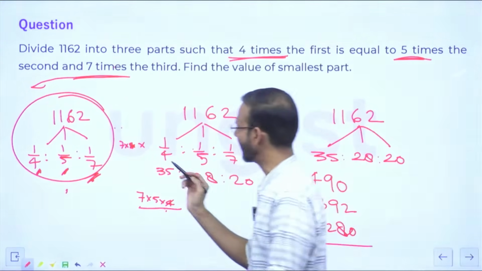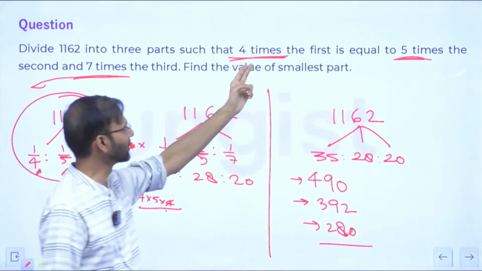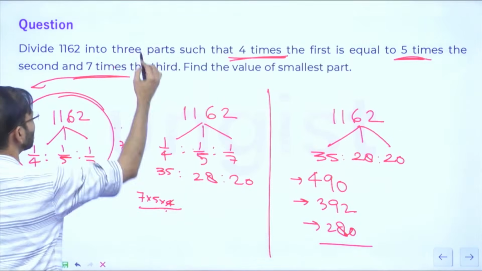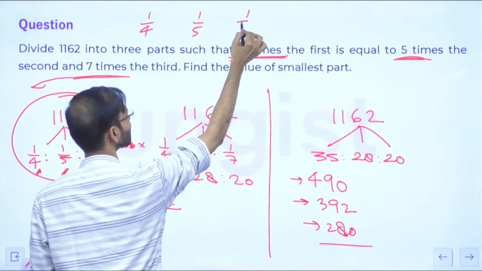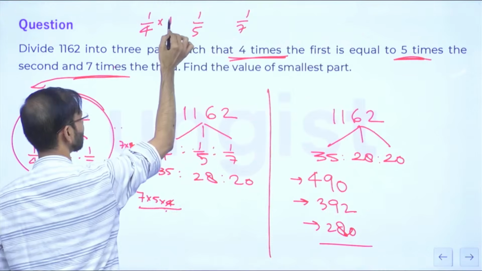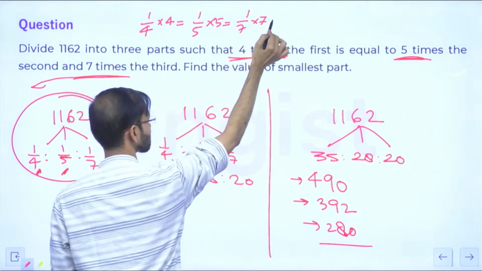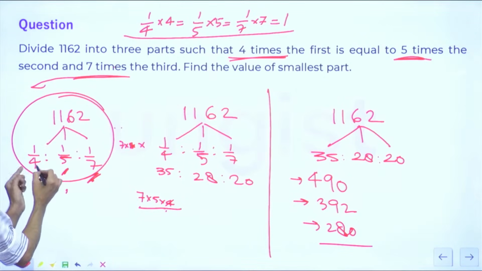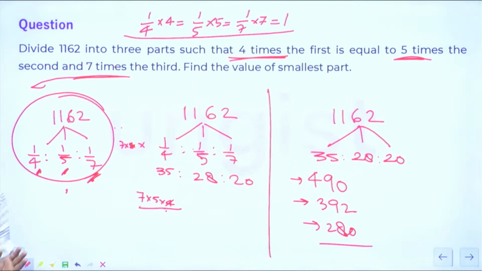See, Suman Babu, actually the question is saying you need to divide 1162 into 3 parts such that 4 times of the first equals 5 times of the second and 7 times of the third, right? So you just think on it like 1/4, 1/5 and 1/7. So 4 times of the first becomes 1, 5 times of the second becomes 1 and 7 times of the third becomes 1. So this question is actually trying to ask you to divide 1162 into 3 parts such that they are in the ratio 1/4 is to 1/5 is to 1/7. Okay? Guys, hope it is fine now.